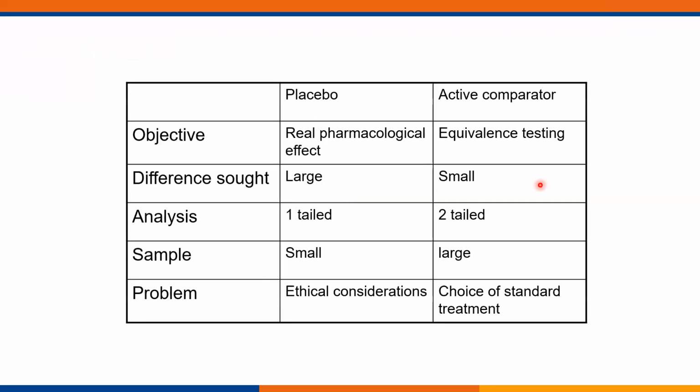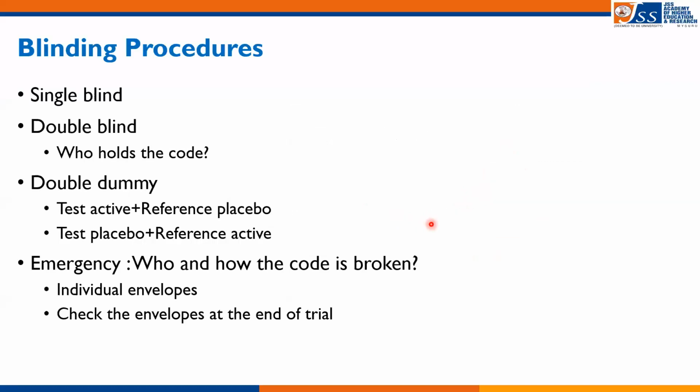So what is the difference between a placebo and an active comparator? The objective is to check whether the action is because of the real pharmacological effect. In the active comparator, we just test this against an existing drug. The difference between placebo and active should be very large, while the difference between active and the treatment drug should be small. So apart from this, you have the analysis, sample considerations, and much more.